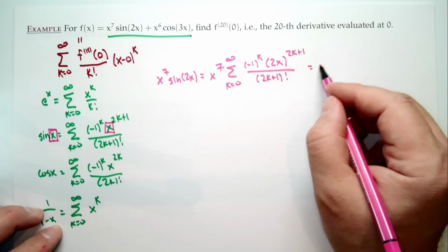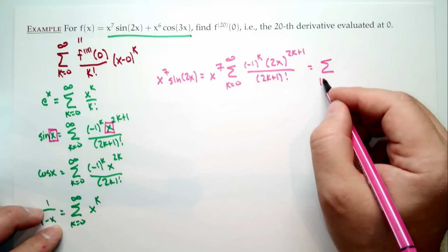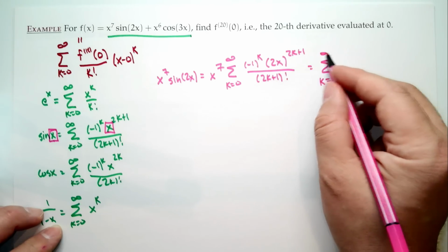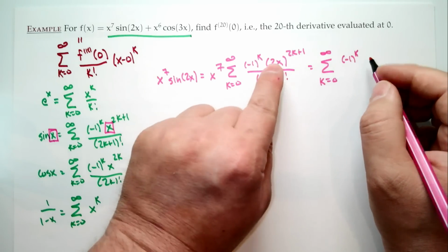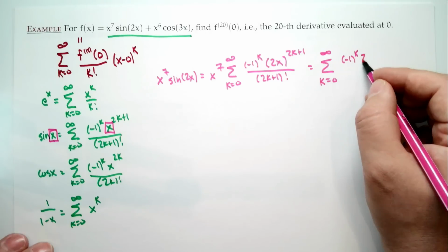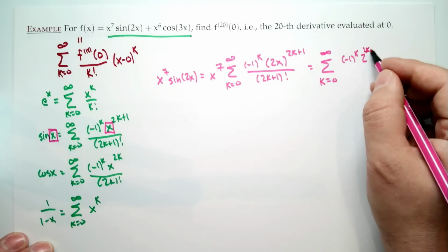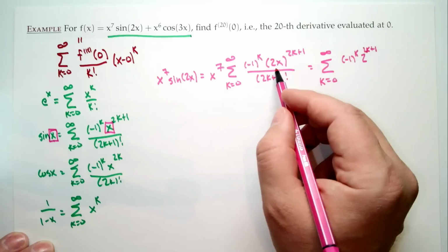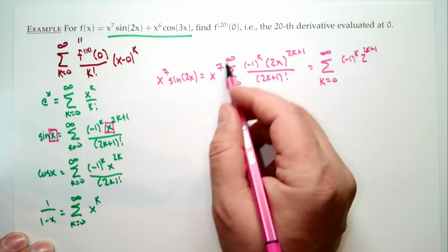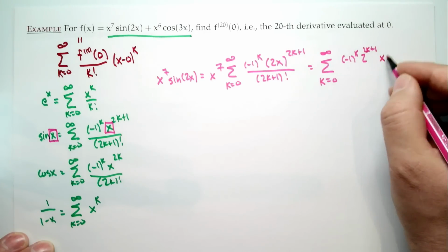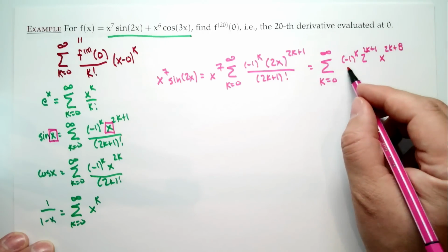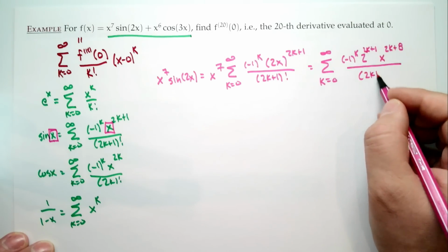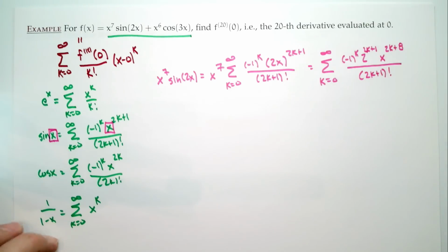And if we wanted to, we could even multiply the x to the 7th in. So sum k equals 0 to infinity. We have negative 1 to the k. Then we have 2 to the 2k plus 1. I'll go ahead and write that as 2 to the 2k plus 1. Then we have x to the power 2k plus 1 and x to the 7th, which makes x to the power 2k plus 8. All over 2k plus 1 factorial. All right, that's the first term.